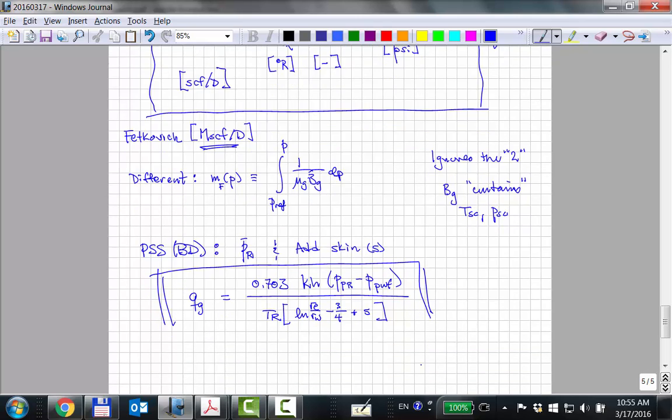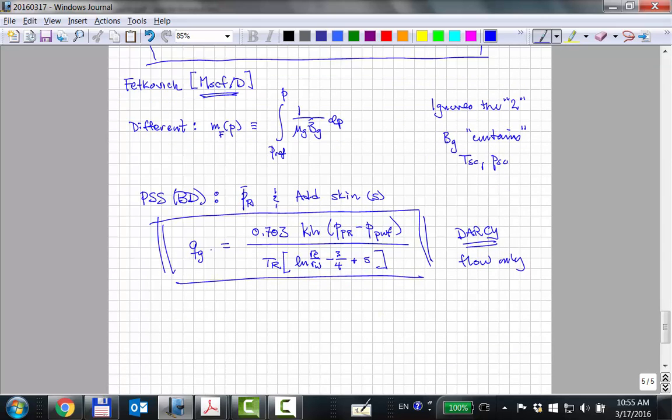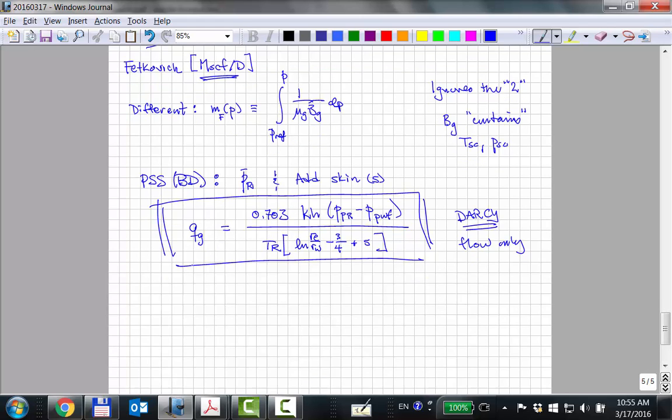Okay. And again, we reiterate that this is for Darcy flow only. So it'd be at lower velocities, where we haven't exceeded this Reynolds number. So units: standard cubic feet per day, millidarcies, feet, PSI, degrees Rankine. Okay.